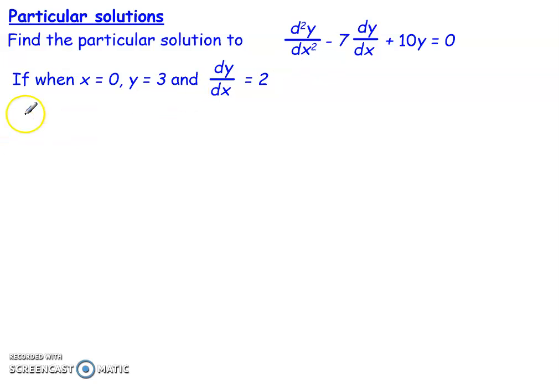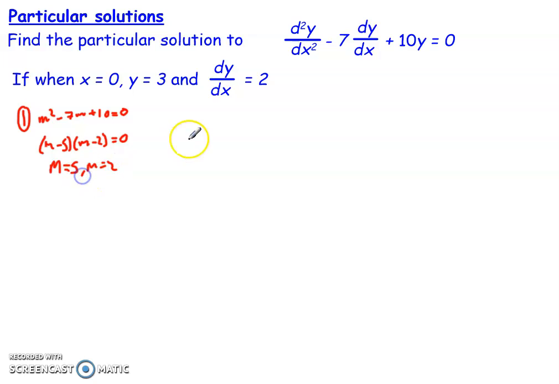So if you think back to the steps before, if we were to do the exact same set of steps to get our general solution, I'd get m squared minus 7m plus 10 equals 0. So I'd get m minus 5, m minus 2 as my two solutions to that. So I know that m is equal to 5 and m is equal to 2.